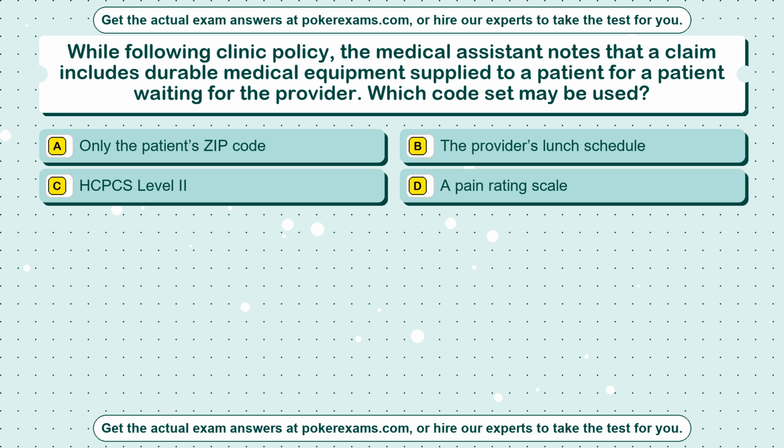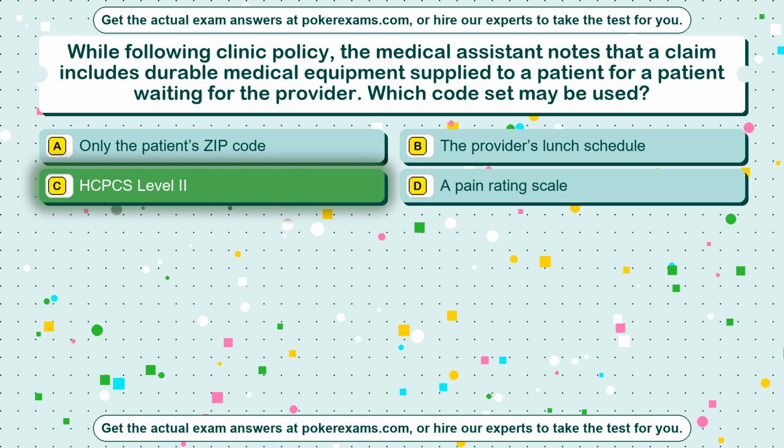Option A, only the patient's zip code. Option B, the provider's lunch schedule. Option C, HCPCS Level 2. Option D, a pain rating scale. The correct answer is option C, HCPCS Level 2.